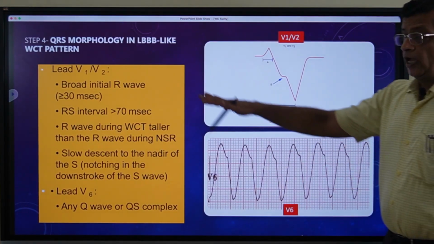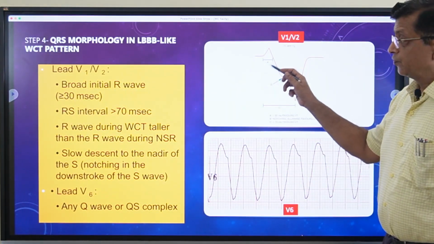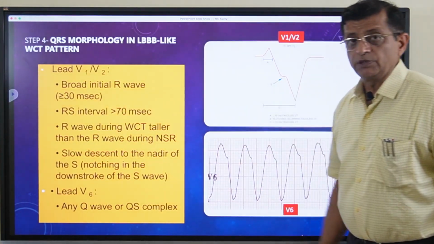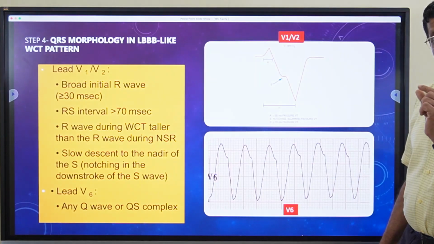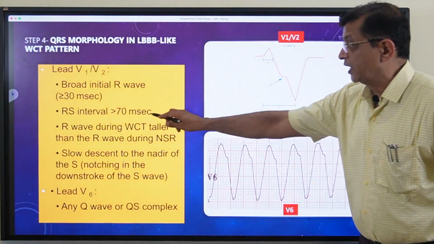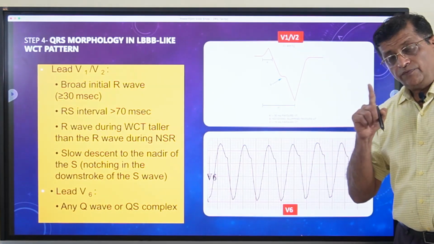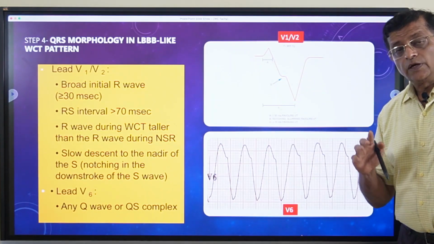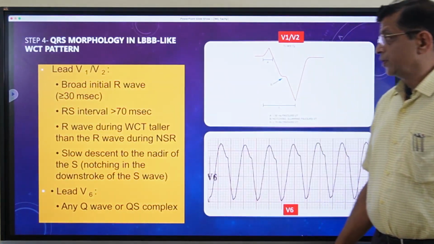If it is an LBBB pattern, then the initial broad R wave should be at least more than 30 milliseconds. If not, a small square is 40 milliseconds, so almost 3/4 of a small square, and the RS interval should be at least 70 milliseconds. The Brugada sign says that the RS interval should be more than 100 milliseconds. Even if that is not seen, it should be at least 70 milliseconds, right?